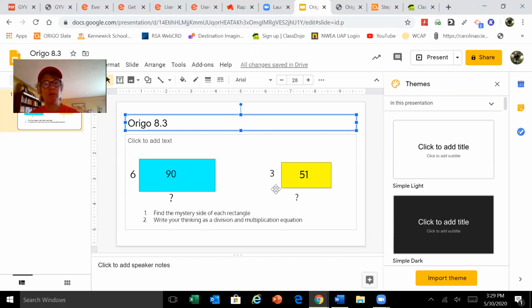Okay, and here's our second problem, is 51. Again, I want you to think about how you can split up 51 into 2 different numbers, and how you can divide 3 into those 2 different numbers to get our mystery side.